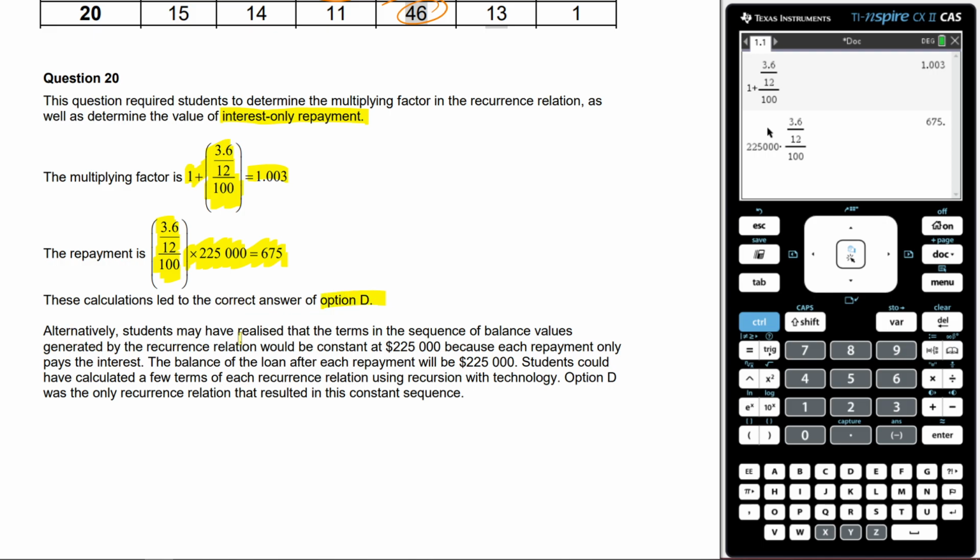Alternatively, students may have realized that the terms in the sequence of balance values generated by the recurrence relations would be constant at 225,000, because each repayment would only pay the interest. Students could have calculated a few terms of each recurrence relation using technology. Option D was the only recurrence relation that resulted in a constant sequence. Okay, so this is the way that we did it here. There was also an alternative way of doing it.